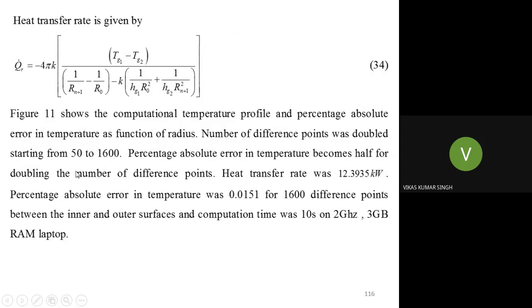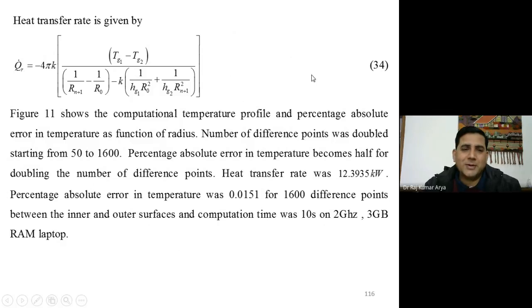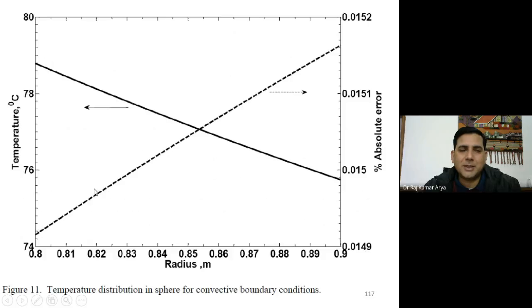Yes, sir. Once you have generated everything, you will get this graph. This is your temperature graph. This is your absolute error one. Once you have calculated that, this is what you have in the case of convective boundary conditions.